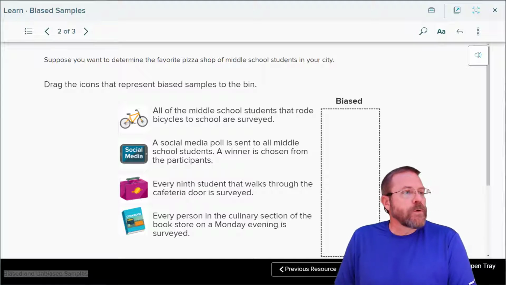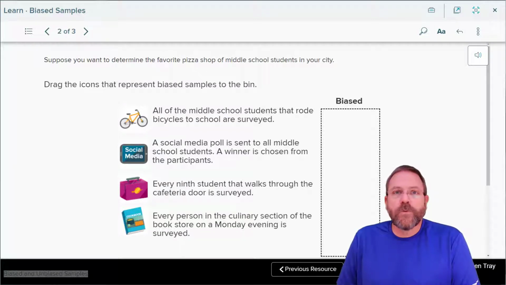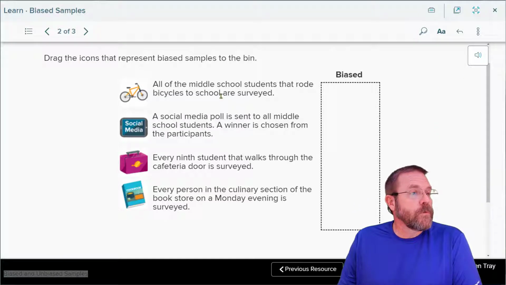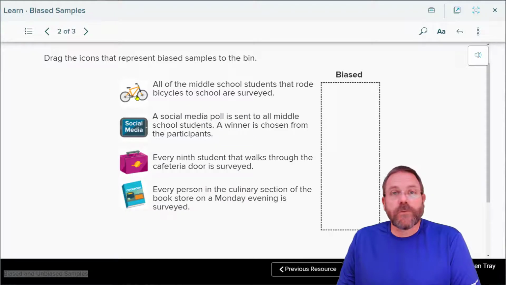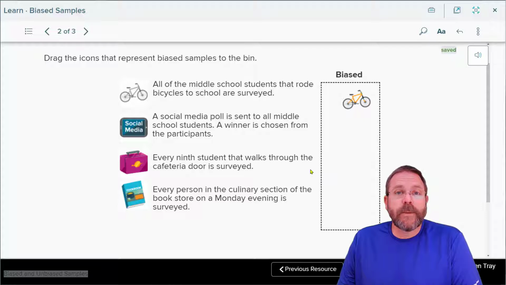Suppose you want to determine the favorite pizza shop of middle schoolers in your city. Drag the icons that represent a biased sample to the bin. Well, first of all, the middle school students that rode a bicycle to school are surveyed. Not very good, because they're going to be the kids close enough to the school to ride a bike. That's definitely going to be biased.